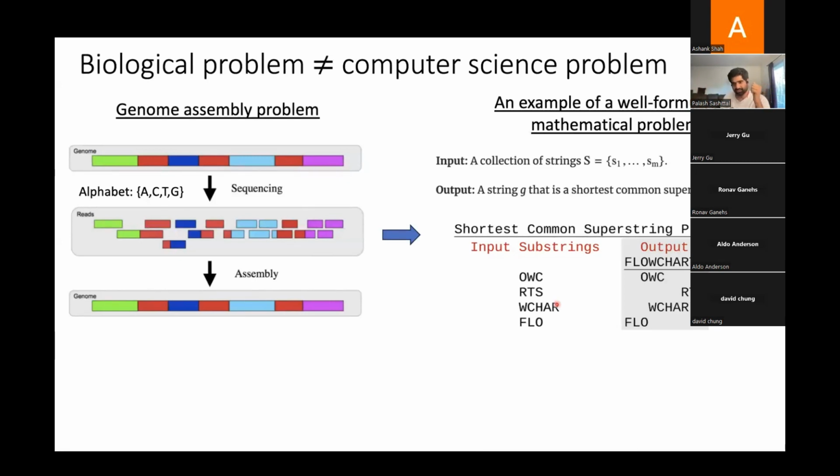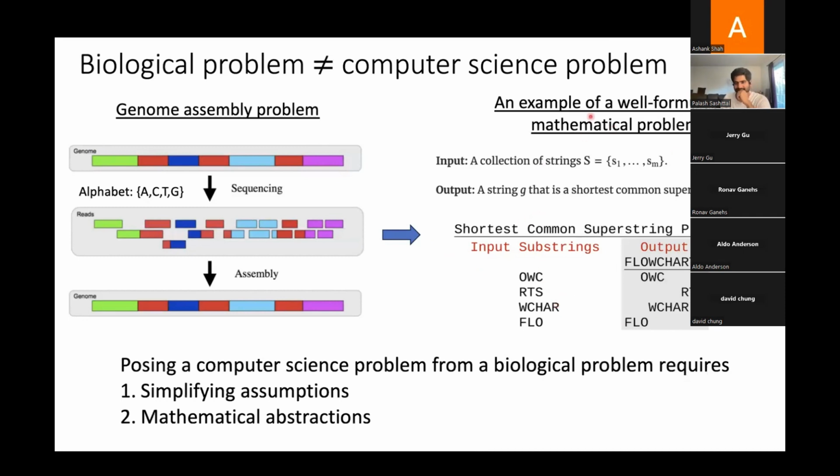So one thing to always remember is that when you pose a computer science problem from a biological problem, it requires us to make certain simplifying assumptions. I never talked about the physics or the chemistry that goes into the machine that generates these reads and gives us the readouts, right? So obviously I ignored all of that. So I must be making some simplifying assumptions about how these reads were generated and what would be a reasonable solution to the problem. Even if you don't think you're making an assumption, you always are. So there are simplifying assumptions that you have to make. And the other thing is you need to have some kind of mathematical abstractions to go from a biological problem to a mathematical problem. Okay.